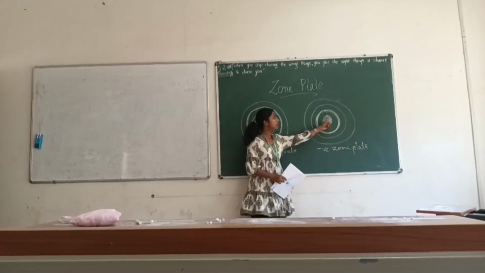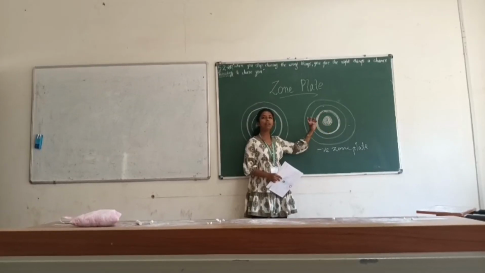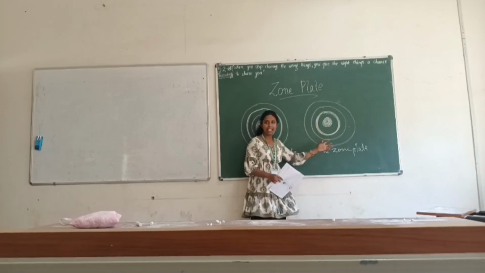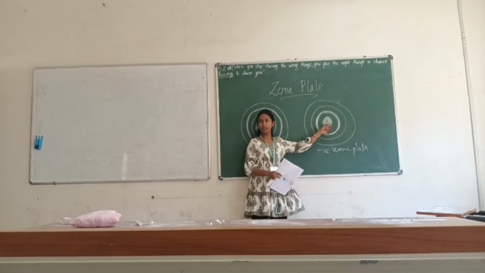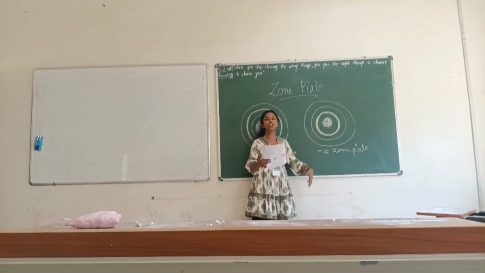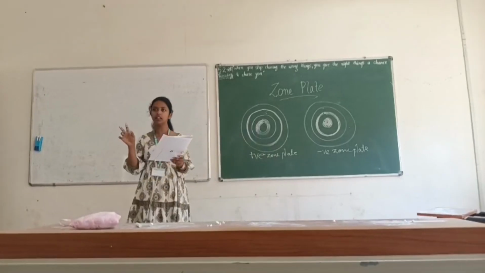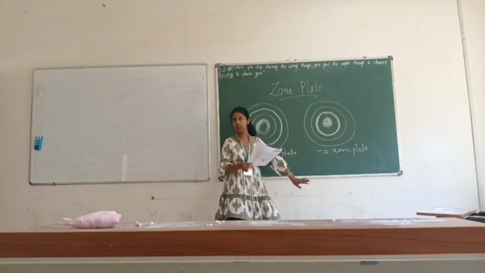In the case of a negative, the center is black. But when we place this zone plate on a glass plate and pass light through it or take a photograph of it, which color will it be? White. That means the black is changing to white, or to transparent. Okay? Understood? So these are the two types of zone plate, positive and negative.